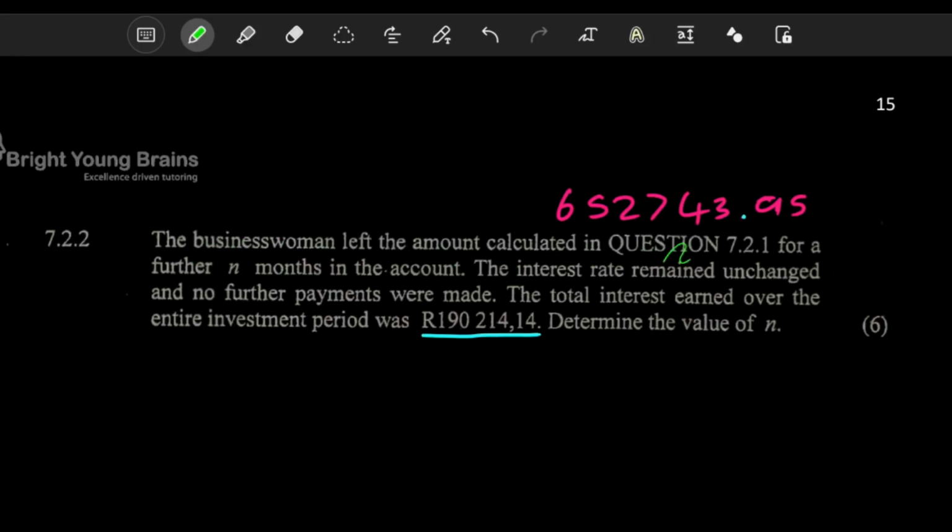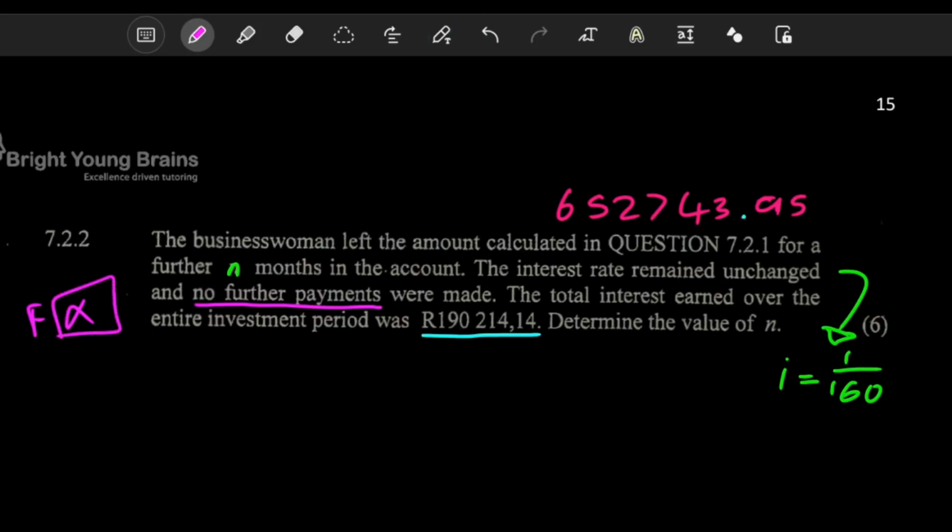So here, let's see what she's doing. They said she's leaving this money in the account for more months. We don't know how many months, but they said the interest rate remained unchanged. So if the interest rate remained unchanged, we'll just have to put 1/60 there, because that's already compounded monthly. And it says no further payments were made, so no more installments. So no F anymore, we don't have to use the F formula anymore.